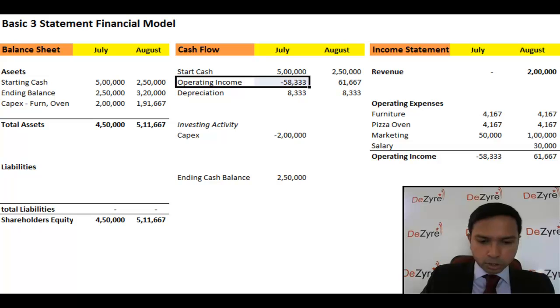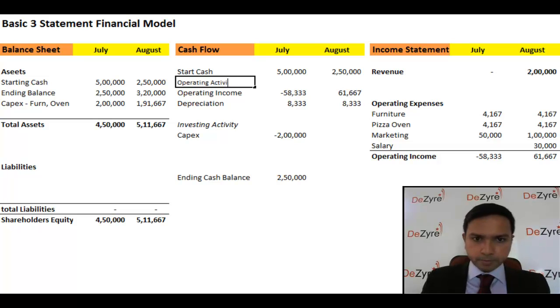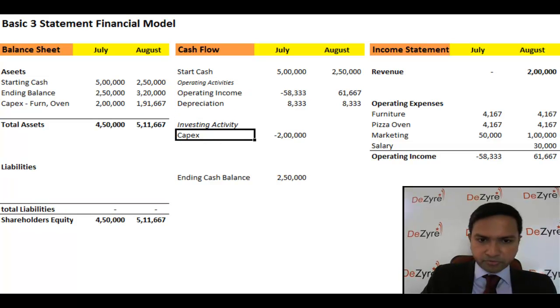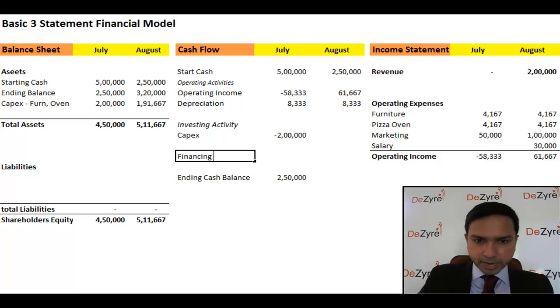Whereas all these are not those. This one is called operating activities. All right, there you go. You remember that. And there's a third category called financing activity, but we are not going to get into that right now.